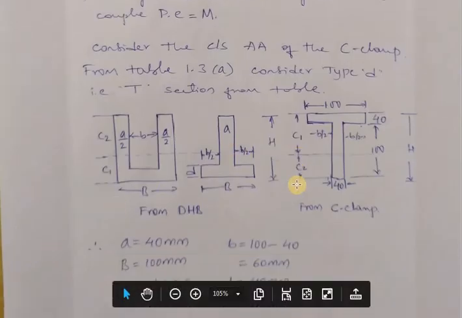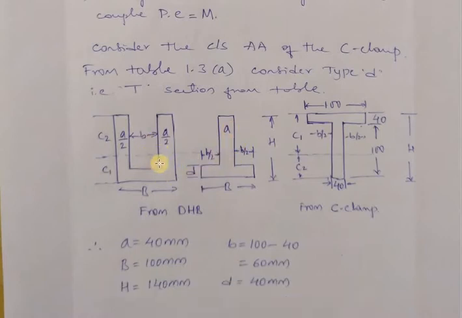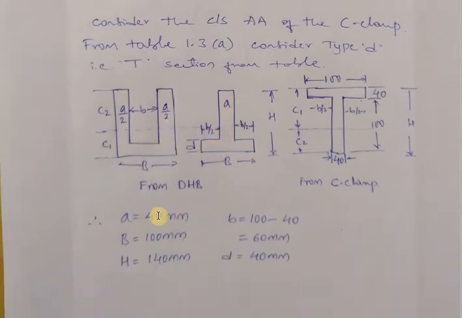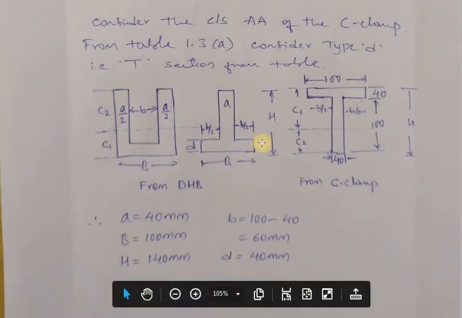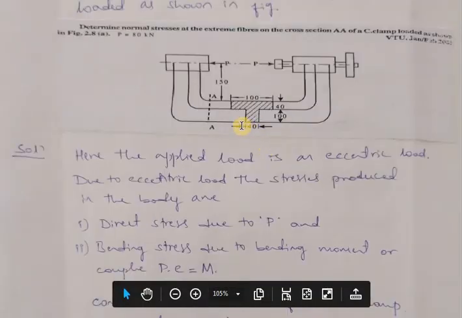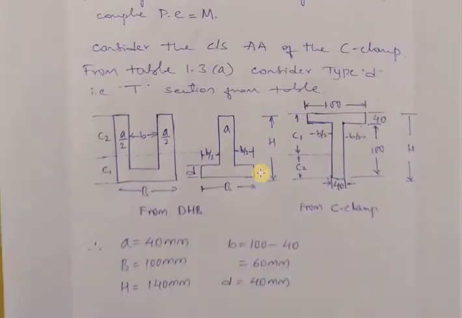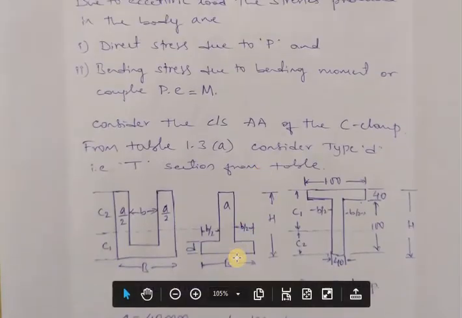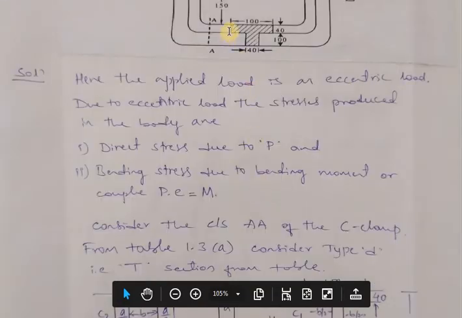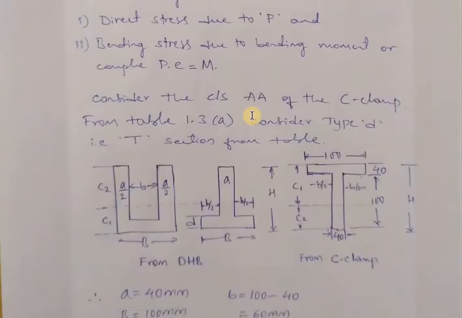So here the figure is given according to the data handbook. Small a is 40 mm, which is given in the figure. So here you can see this is for small a, 40 mm. Next, capital B. This width is capital B, and according to the figure, capital B is 100 mm.